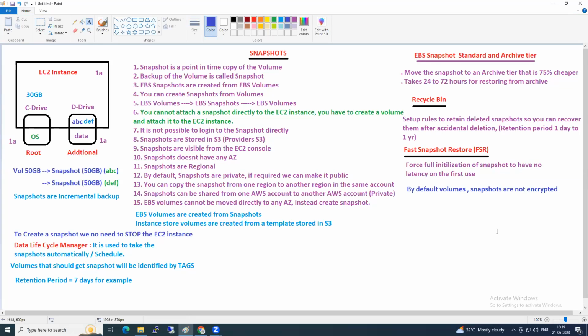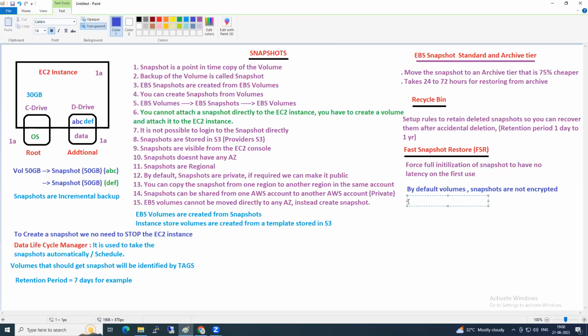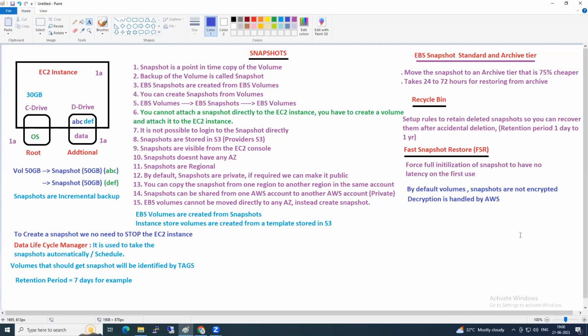There will be an encryption key. And by the way, there is a service where you can create these encryption keys. That service is KMS, Key Management Service. So by default, your volume snapshots are not encrypted, and decryption is completely handled by AWS. We need not worry about how to decrypt our volume and all. It's completely managed by AWS.